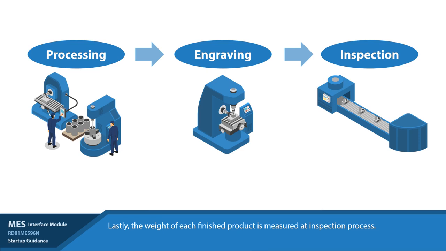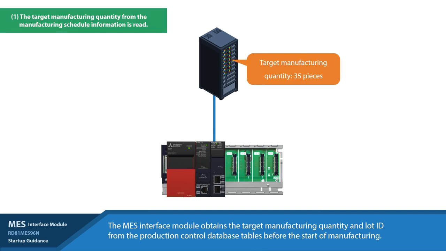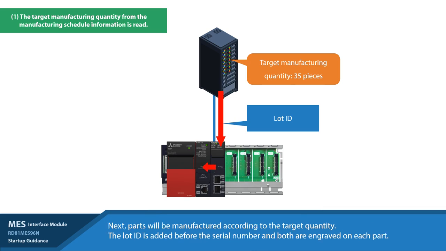The data flow for the three processes will be broadly divided into three parts. The first part is where the MES Interface Module obtains the manufacturing quantity from the production control database before the start of the manufacturing. The manufacturing process is then started, the requested quantity of metal pieces are formed, and the unique lot ID and serial numbers are engraved on each part.